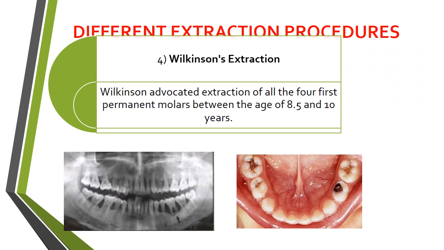The fourth extraction procedure is the Wilkinson's extraction. Wilkinson preferred to extract all four first permanent molars between the age of 8.5 and 10 or 9 years old. The basis for extracting the sixes at an early age is to allow the impaction of the third molar, and also because those teeth usually erupt early in life, so they are more susceptible to caries. But we have to keep in mind this is an older procedure and it is not usually done nowadays because it has many drawbacks that are going to be discussed later in this lecture.